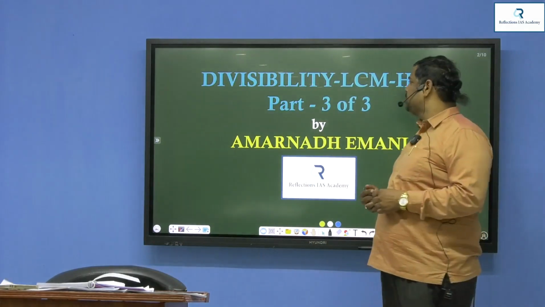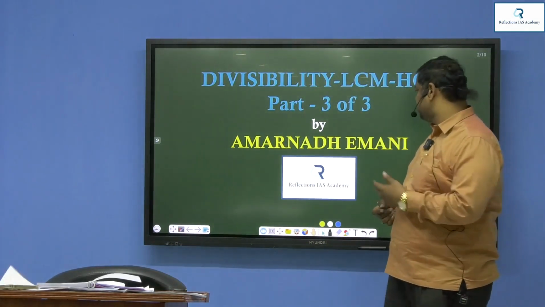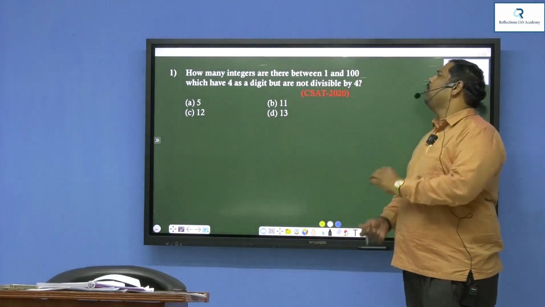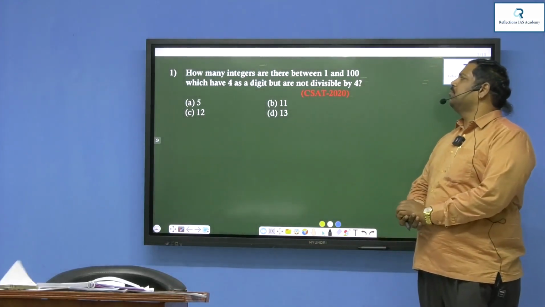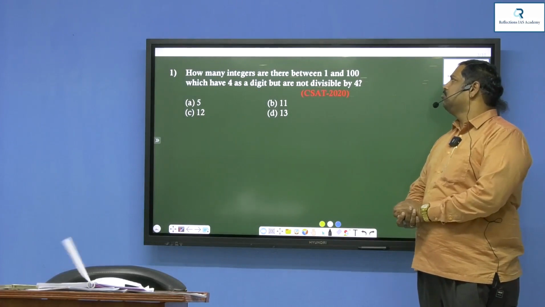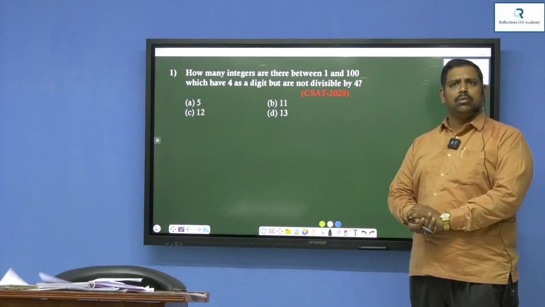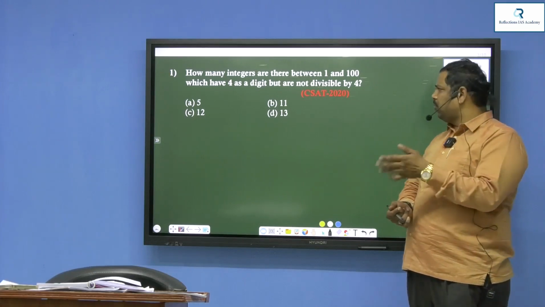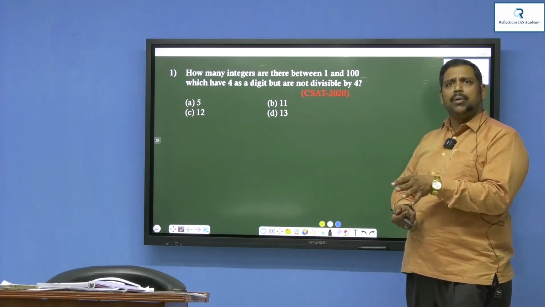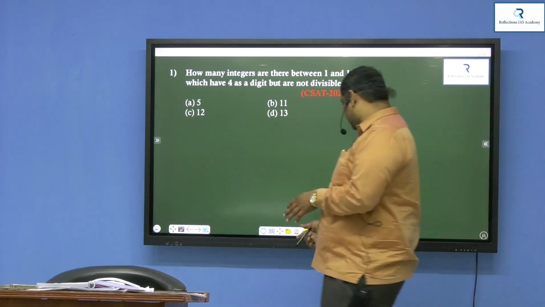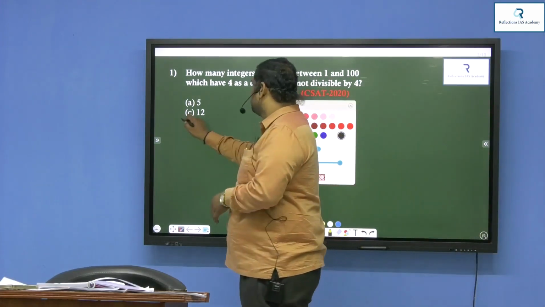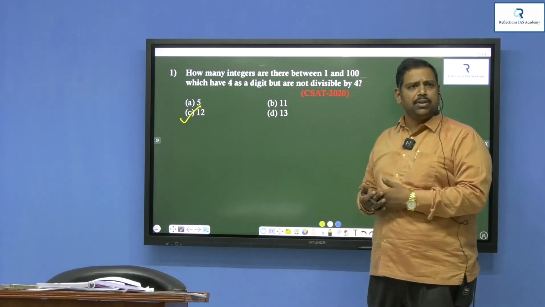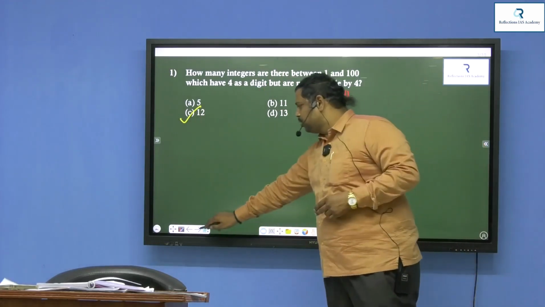Divisibility and LCM-HCM part 3 out of 3 by myself, Aparna Devani. How many integers are there between 1 to 100 which have 4 as a digit but are not divisible by 4? Already this appeared in the previous papers, right? I have already explained it. How many? 12. I explained it in the last session, so that's already completed. It's a bonus question for you, so I have given 2 minutes extra.